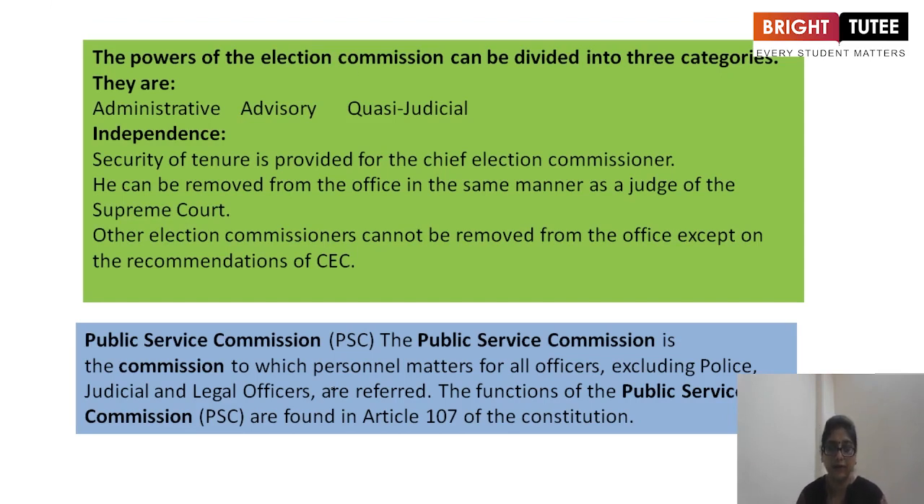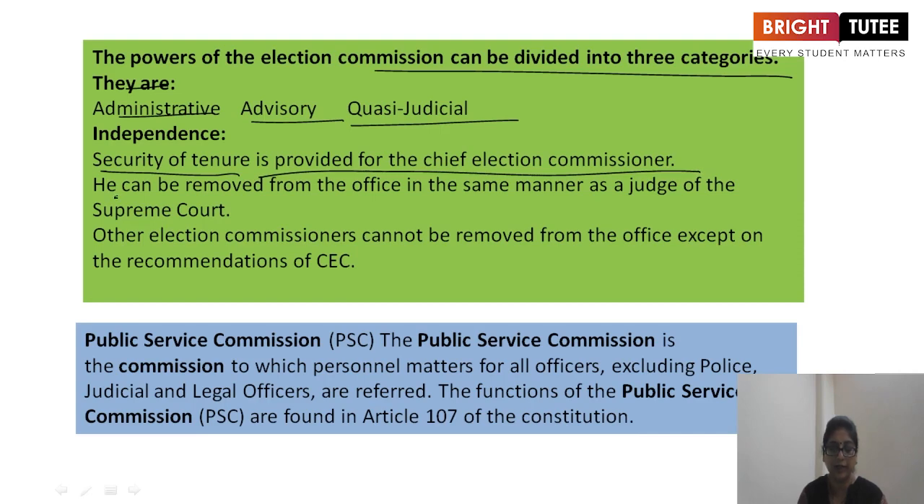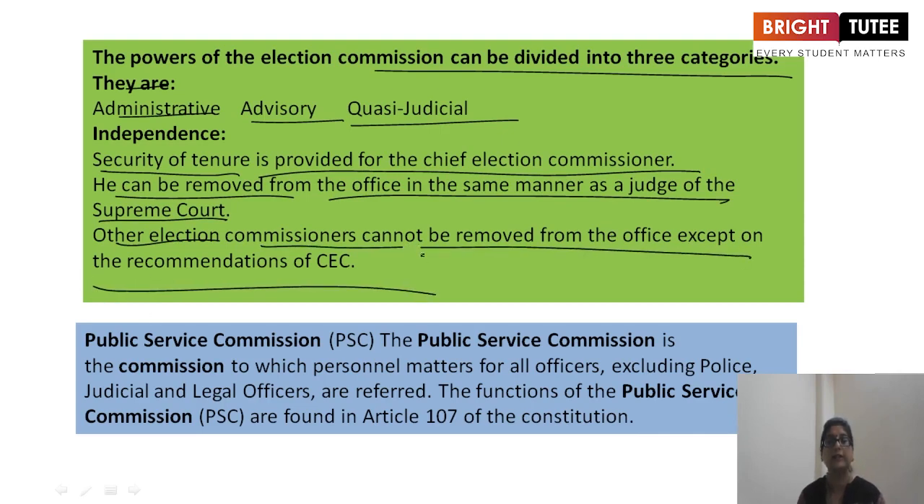What are the powers? The powers of the Election Commission can be divided into 3 categories: administrative, advisory, and quasi-judicial. Security of tenure is provided to the Chief Election Commissioner. He can be removed from office in the same manner as a judge of the Supreme Court. Other election commissioners cannot be removed from office except on the recommendation of the CEC.